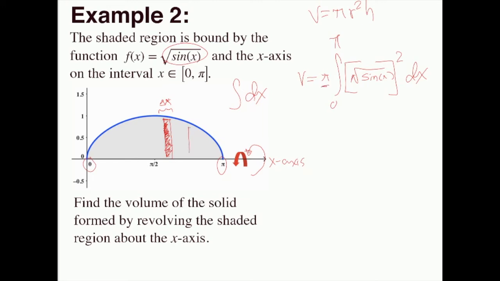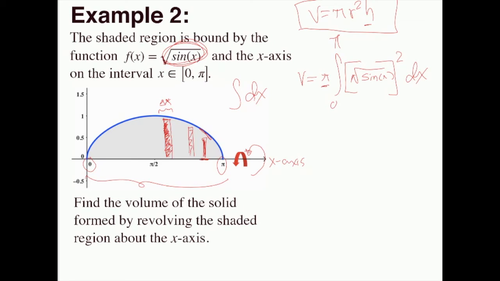Well, we see that the radius changes throughout this region, and the distance from the axis to the edge of the region is given to us by the function square root of sine x. So that means our radius is square root of sine x, so that's why we're squaring it. And the height is this entire length, which the integral going from 0 to pi dx takes care of. So again, we just like to see the connection between the volume of a cylinder and the volume by disk method formula.